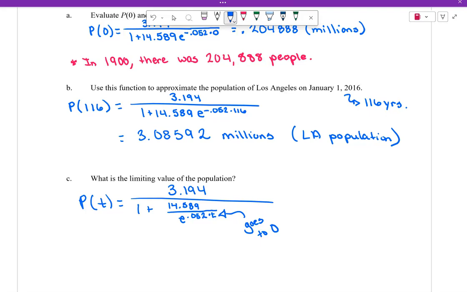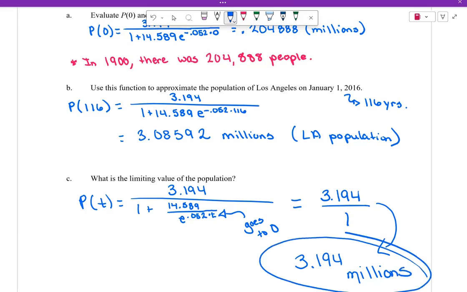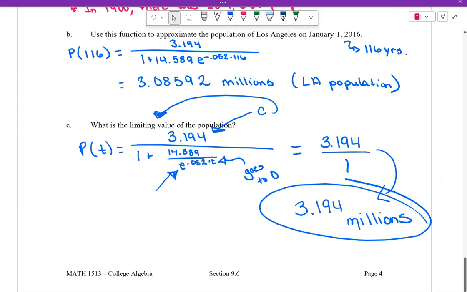So the higher that t value goes, and that was for 100 years. I had to take out my zeros because my calculator gave me an error, but it did let me put in 100, and I get 0.080. That is going to go to 0. If that whole thing is going to 0, then I'm practically getting 3.194 over 1. So my limiting value would be this right here, but of course also in millions. At the end of the day, remember your C value will be your limiting value because this term goes to 0.